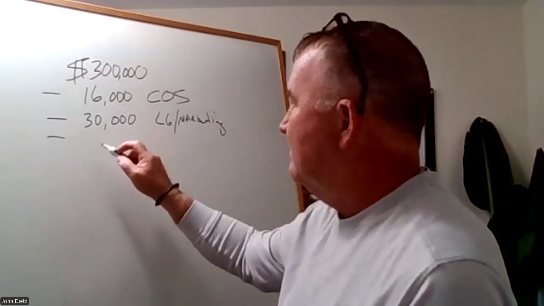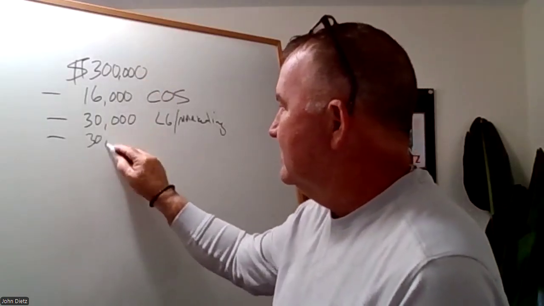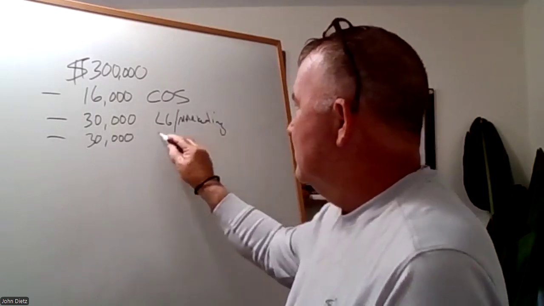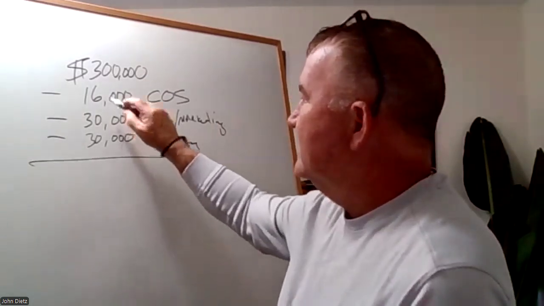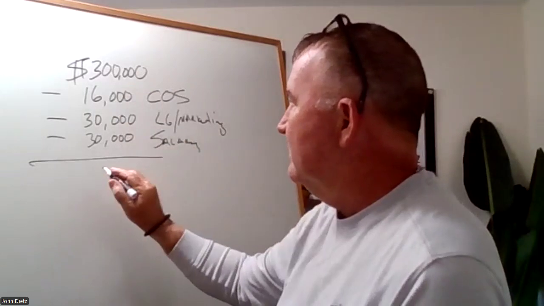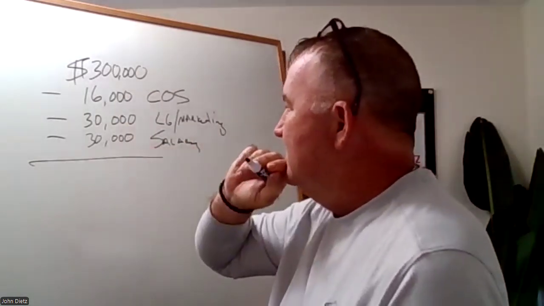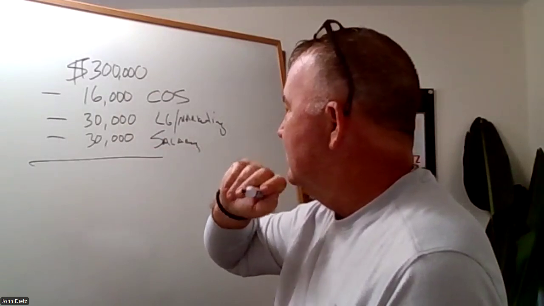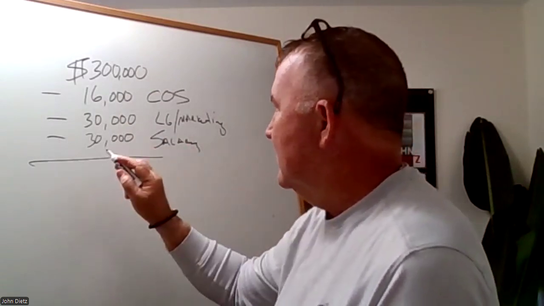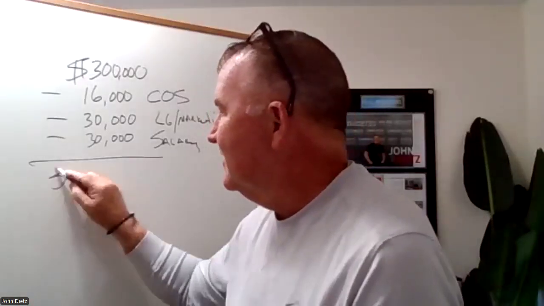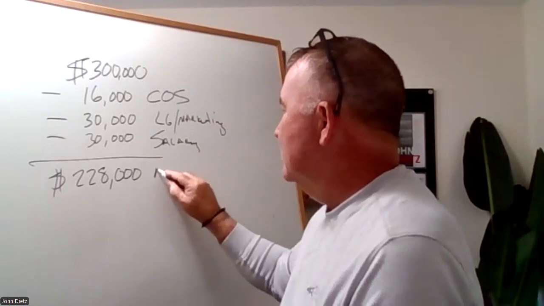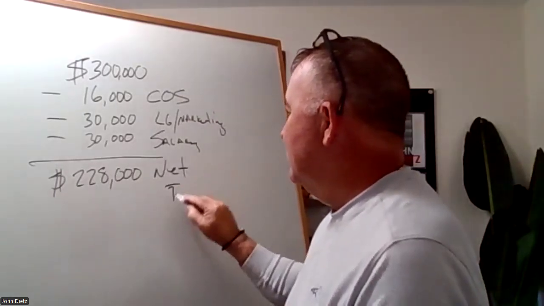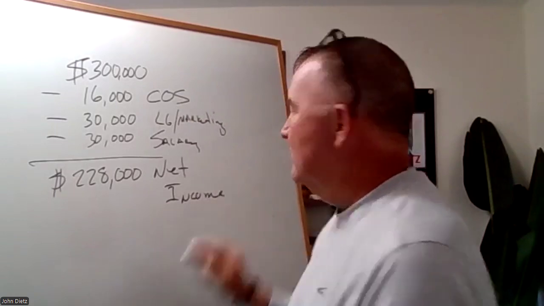And if we start out with a 10% budget, then we got another $30,000 that we're going to have here for salaries. All right. So 30, 30, 60, 72, 72 away from $300,000 is $228,000. Did I do the math right? I think I did. Somebody check my math and let me know if I'm right. So I have a $228,000 net income based on $300,000 gross income.